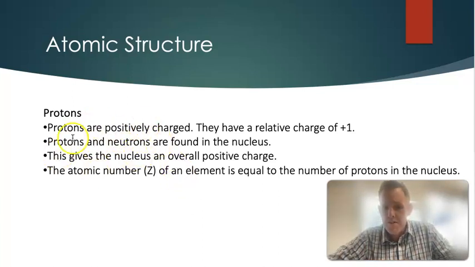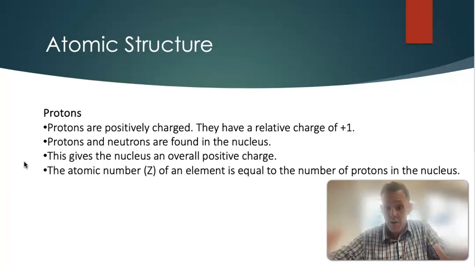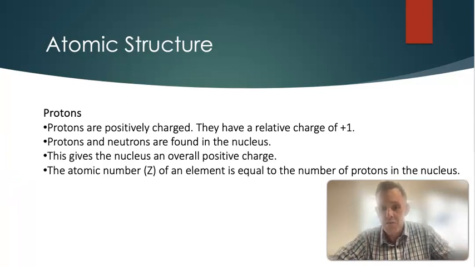And because only protons and neutrons are found in your nucleus, the overall charge of your nucleus is positive to the extent of how many protons you have in it. We also know that we have an atomic number. Your atomic number is found on your periodic table. It's the smaller of the two values that you're given for each element. This is the number of protons that are found in the nucleus.